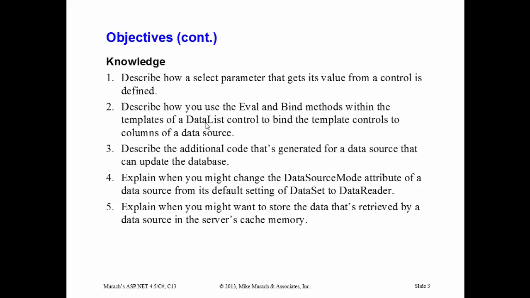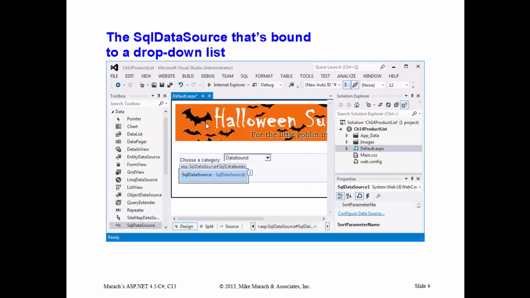We'll talk about the additional code that's generated for a data source that we can utilize to update the database. We'll explain why you might change the data source mode attribute of a data source from its default setting of data set to data reader, so using those two different objects and the pros and cons of that. And why you might want to store the data that's retrieved by a data source in the server's cache memory, so for performance reasons.